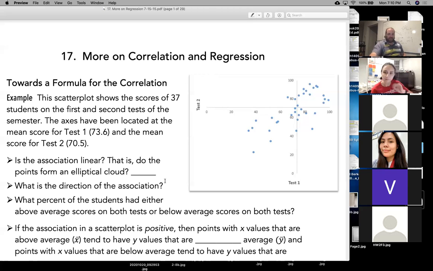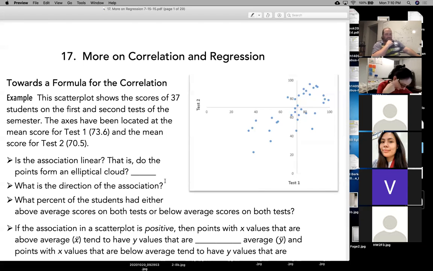So here's the scatter plot. And the question is, is the association linear? That is, do the points form an elliptical cloud, right? Do we have like an ellipse where the points are kind of inside of that ellipse or not? And the answer is, what would you say? Yes, so it certainly looks that way. I wouldn't call it strong correlation, at least not on this scale, but yes, we certainly have this correlation. What is the direction of the association? Is it positive, negative? Okay, we got a plus sign, so it is positive. It's going up from left to right.